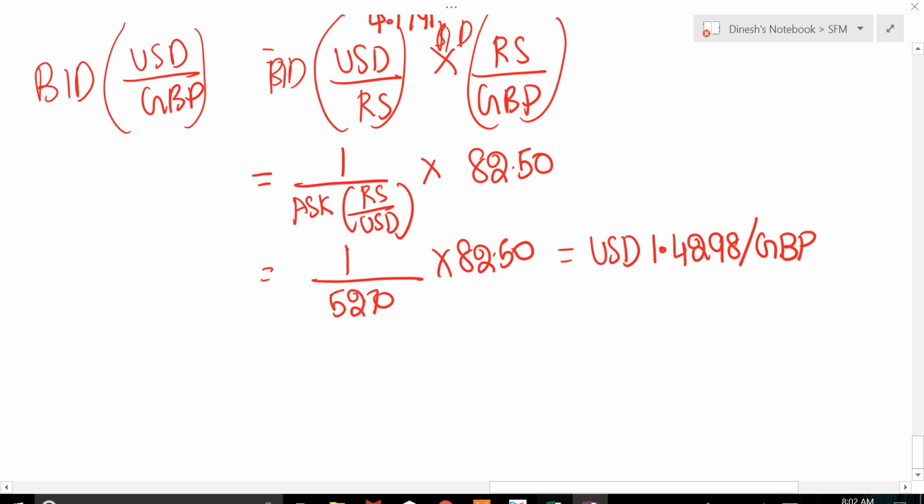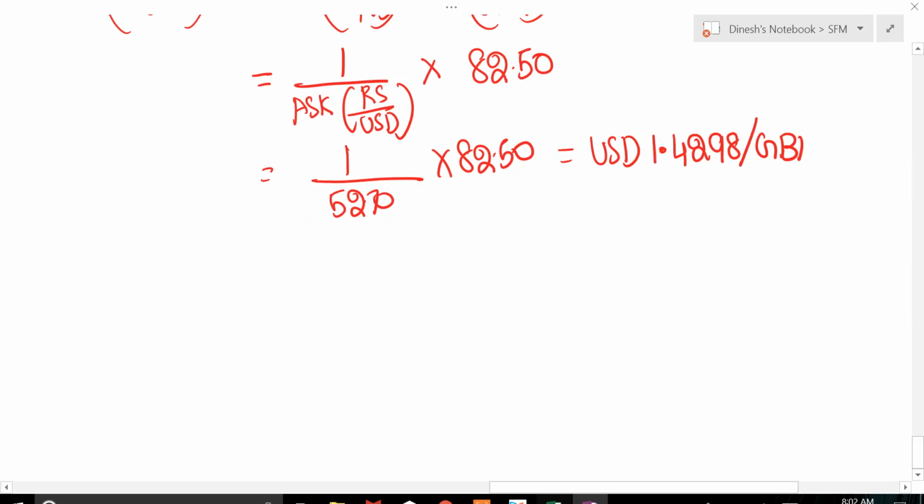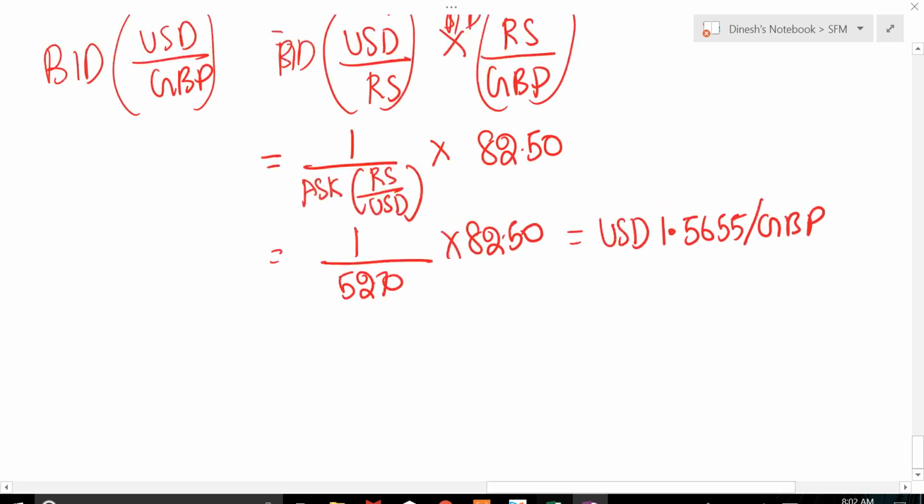Just 1 point, what do you say? 5.6. Any doubts in this? Bid USD per GBP is USD 1.5655 per GBP. Clear? Any doubts in this?